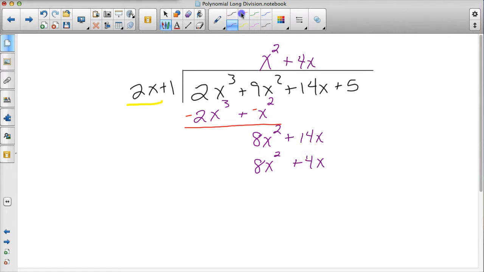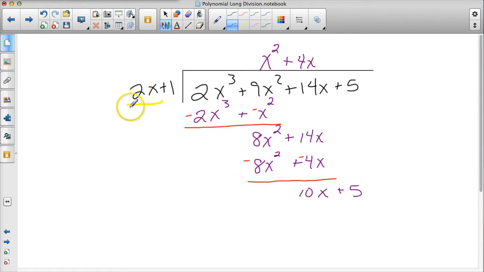Now remember, I have to subtract. So I'm going to change both of my signs to show that I'm subtracting. And when I subtract 8x squared minus 8x squared, I get 0. And 14x minus 4x gives me 10x. And what do you do next? You bring down the next term. So now I have 10x plus 5.